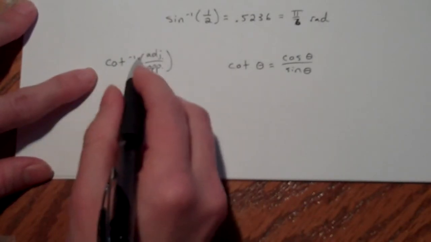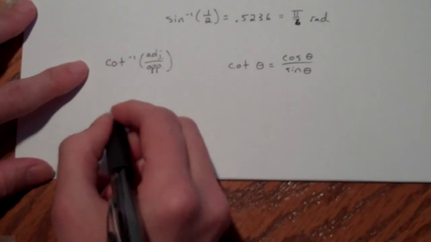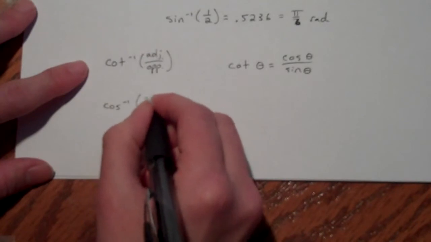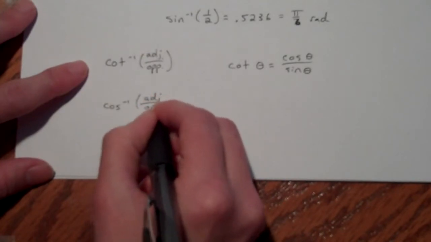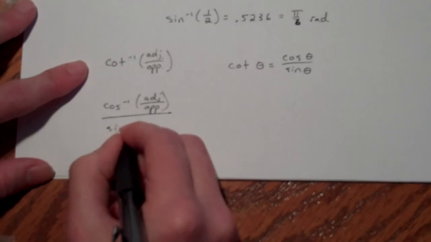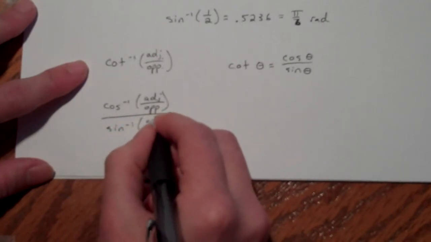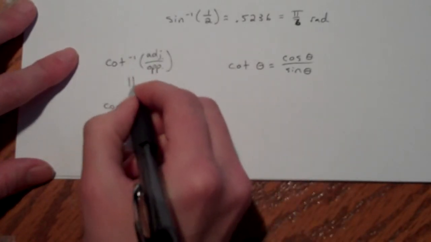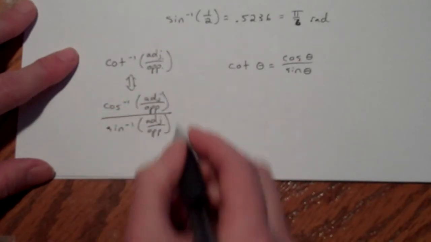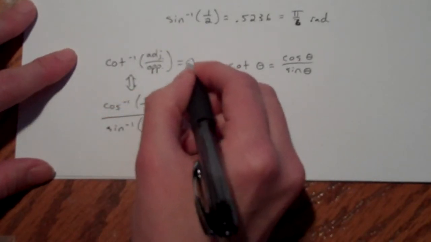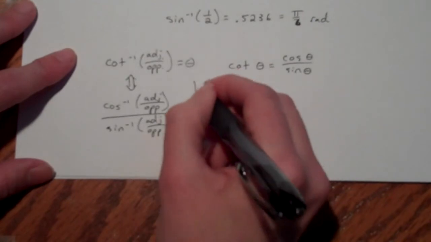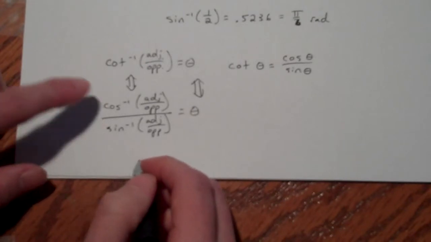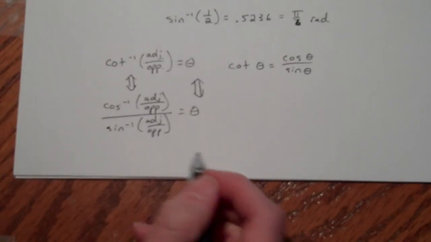So instead of typing in inverse cotangent of whatever your ratio is, we're going to do inverse cosine of the ratio over inverse sine of the same ratio. And that is the same as inverse cotangent. So they will give you the same thetas. This way just works a lot better than using inverse tangent does. So I would try to avoid inverse tangent.